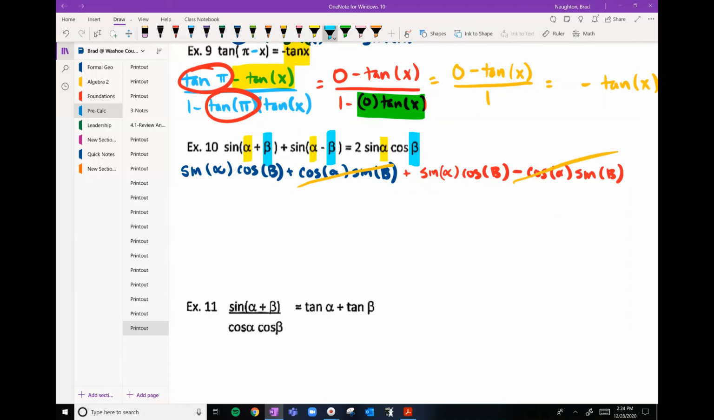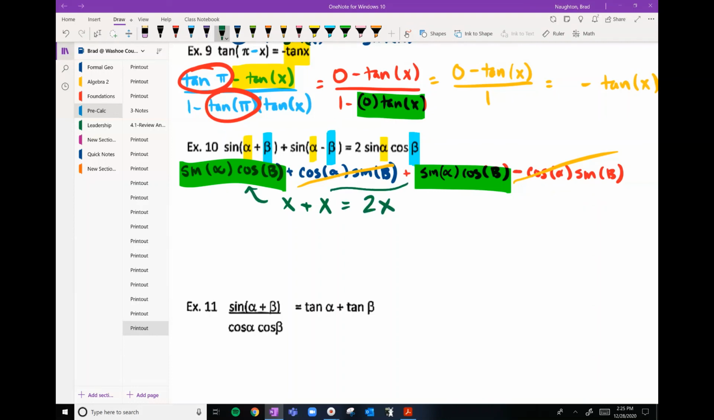And then we say, well, wait a minute, these are exactly the same. Let me do that in a different color here. Exactly the same right here. If I had x plus x, that would give us 2x, right? Rather than x, we'll just say it's these pieces right here. So it's going to be 2 sine alpha cosine beta. Boom. And that's what we want to have happen right there. Love it. Excellent.